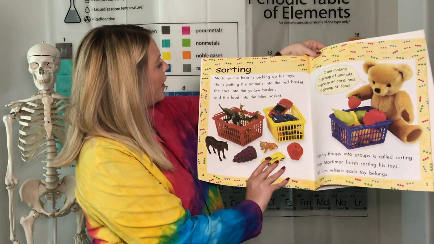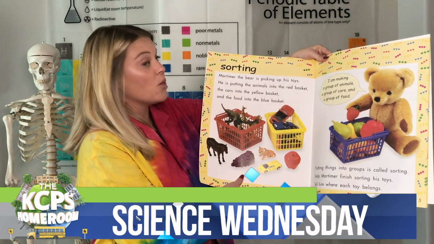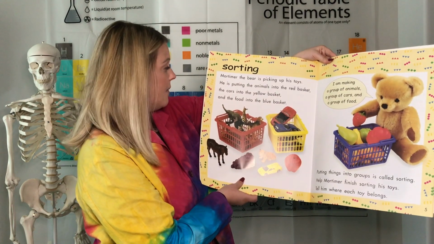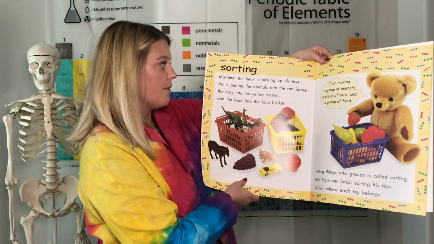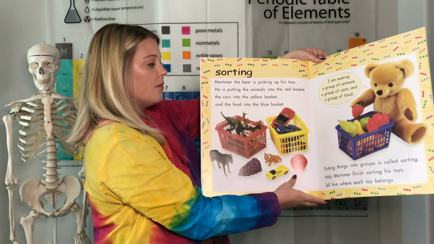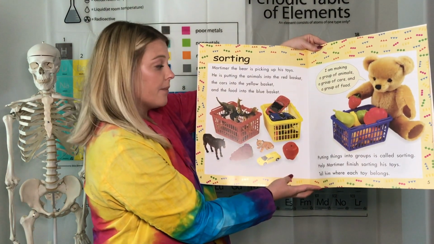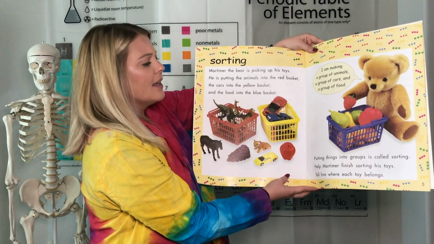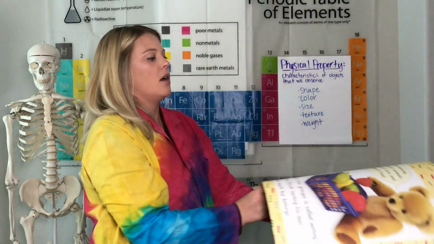So Mortimer the bear is picking up his toys. He's putting the animals into the red basket, the cars into the yellow basket, and the food into the blue basket. I'm making groups of animals, groups of cars, and groups of food. Putting things into groups is called sorting. Help Mortimer finish sorting his toys. Tell him where each toy belongs. Okay, are you ready?